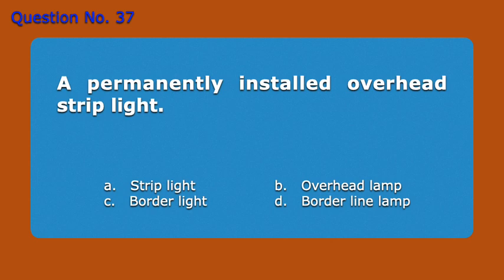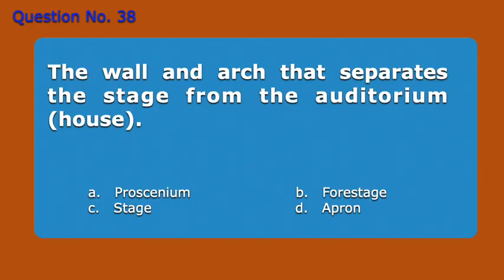Question number 37. A permanently installed overhead strip light. A. Strip light, B. Overhead lamp, C. Border light, D. Borderline lamp. Answer, C. Border light.